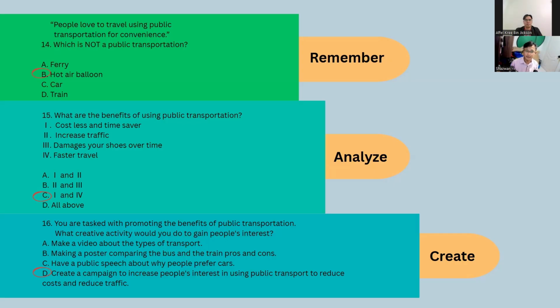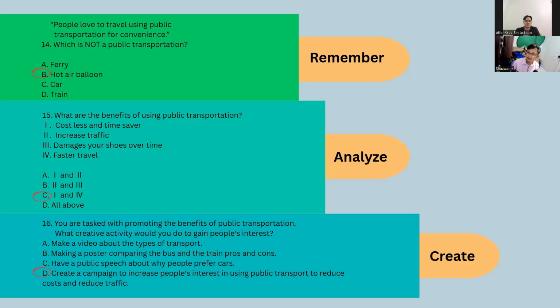Next is 15. What are the benefits of using public transportation? The given choices are: costs less and time saver, increased traffic, damages your shoes over time, and faster travel. We regard this question as analyze because you have to choose one of those options and decide which one is actually a benefit rather than a disadvantage. So the answer will be C.